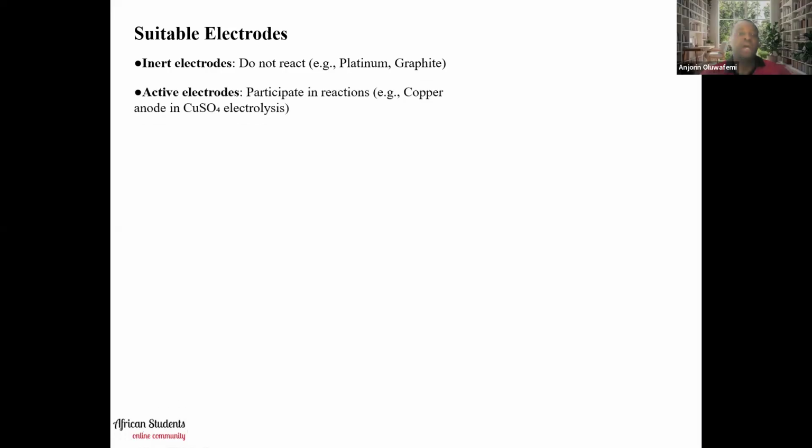Okay, so suitable electrodes. We have inert electrodes that do not react. Examples are platinum electrode and graphite electrode. Then we have active electrodes. They participate in reactions, e.g., copper anode in copper sulfate electrolysis. So they tend to participate in the reaction. Those are the active electrodes.